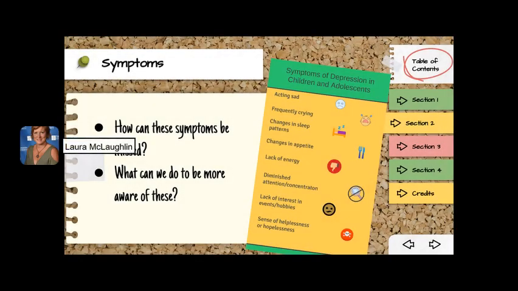So how can these symptoms be missed? What can we do to be more aware of these? Here are some other symptoms of depression in children and adolescents: acting sad, frequently crying, changes in sleep, changes in appetite, lack of energy, diminished attention and concentration, lack of interest in events and hobbies, and a sense of helplessness or hopelessness.